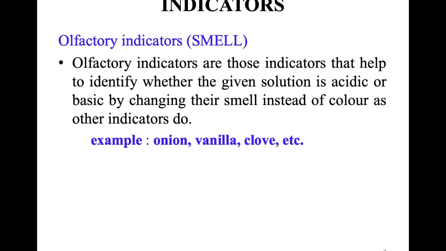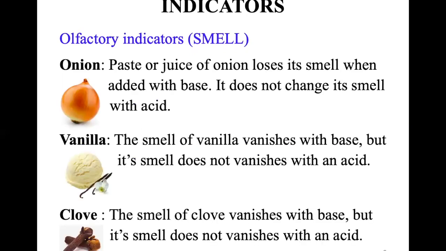So naturally these indicators change the smell in a basic solution. In an acid, the smell is never going to change. If it is a base, the smell will go away. Okay. So you have to remember that these indicators, when put in a base, the onion smell will go away, vanilla smell will go away, and the clove smell will go away, indicating that this is a base. And if no change takes place, it indicates that the substance is acidic in nature, because the extracts are acidic in nature.